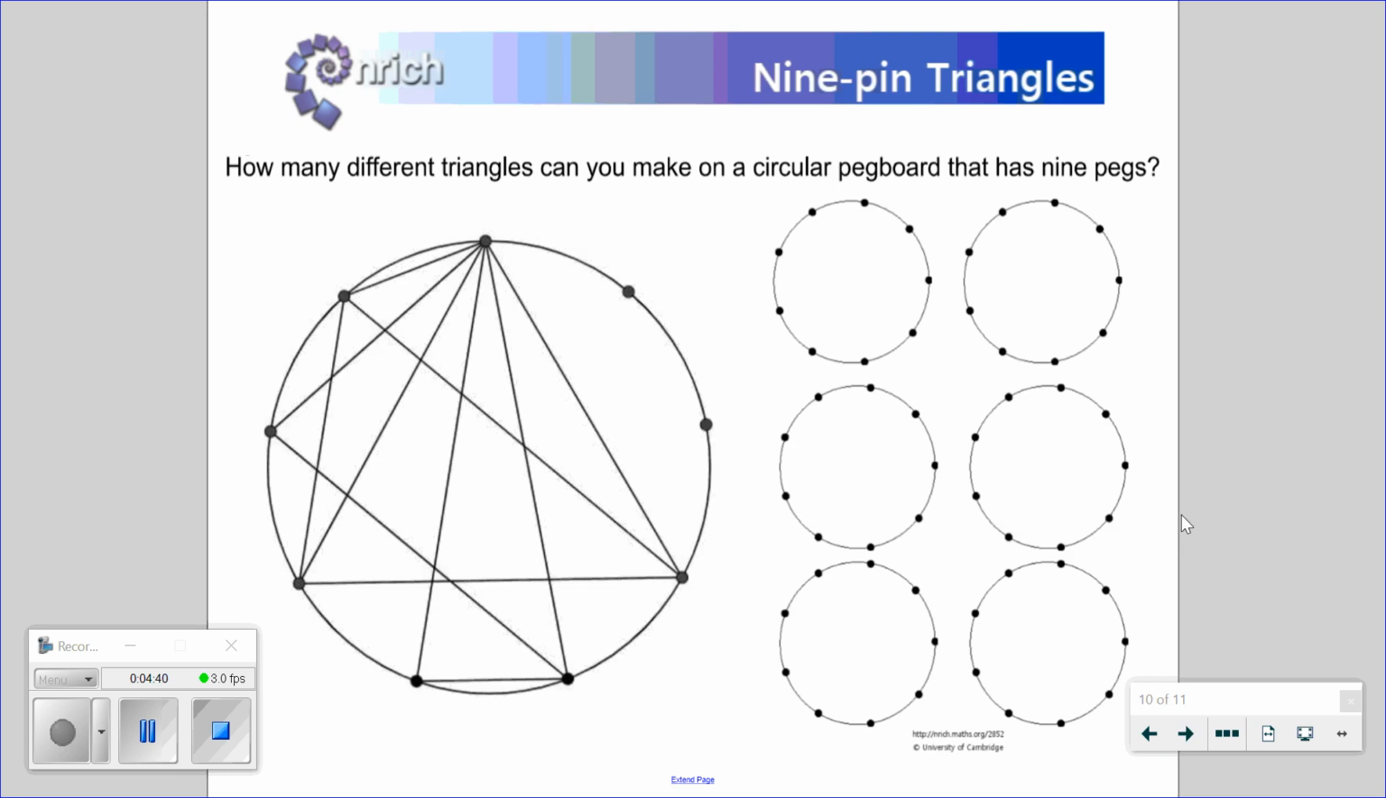And here is today's challenge. It's quite a fun one. And as always, the challenge is optional. It's called 9-pin triangles. There'll be a sheet like this on the website with these circles with 9 pins on them. And you need to see, using straight lines, how many different triangles you can make. What do you notice? And what if the circle had a different number of pegs?